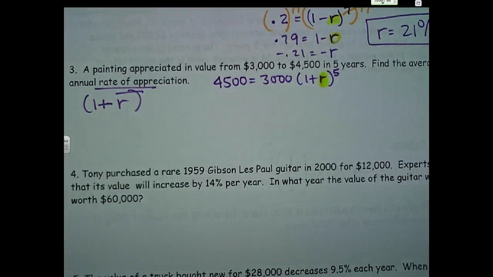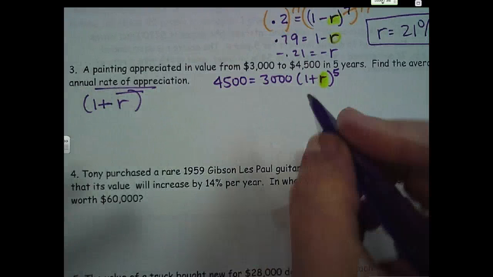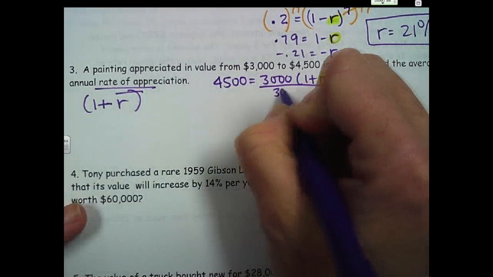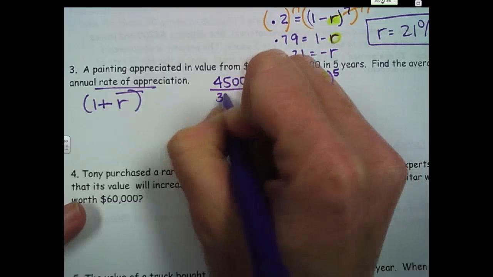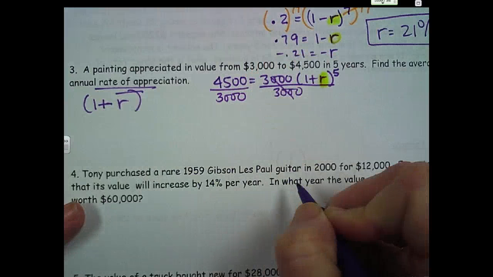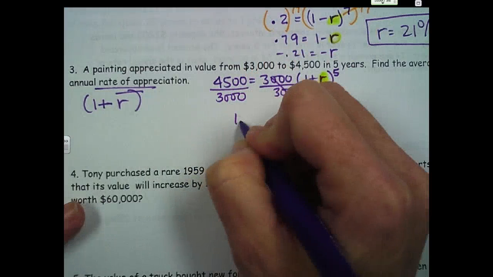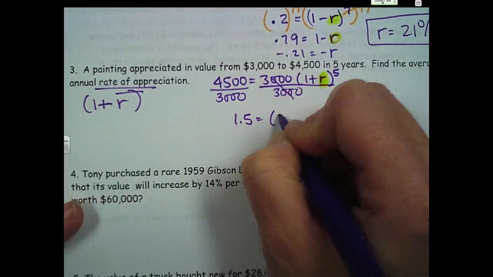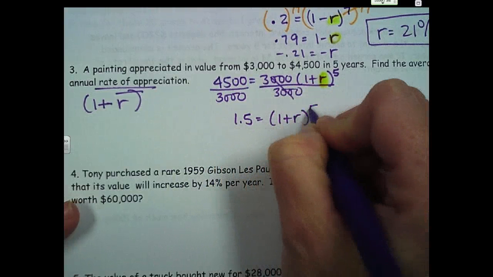We've got to get rid of the 3,000, the 1, and the 5. What do we get rid of first? Not subtract. Divide. It's okay. Divide by 3,000. So you get 1.5 equals 1 plus r to the 5th power.